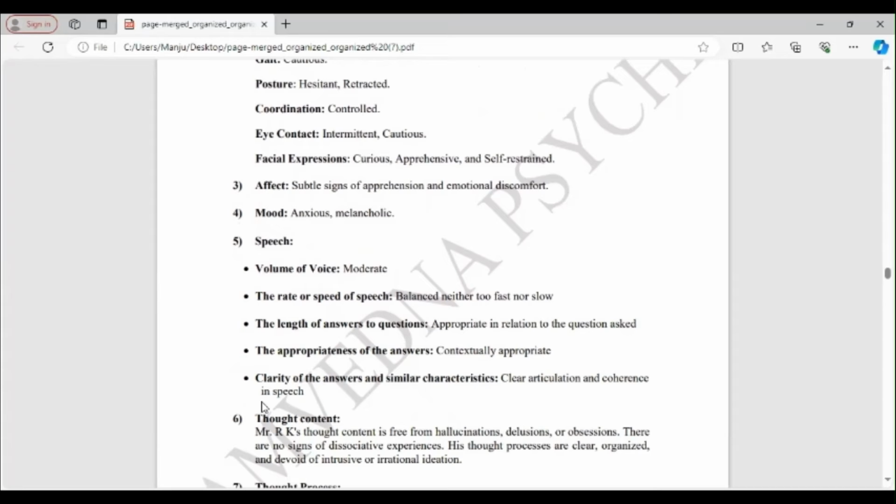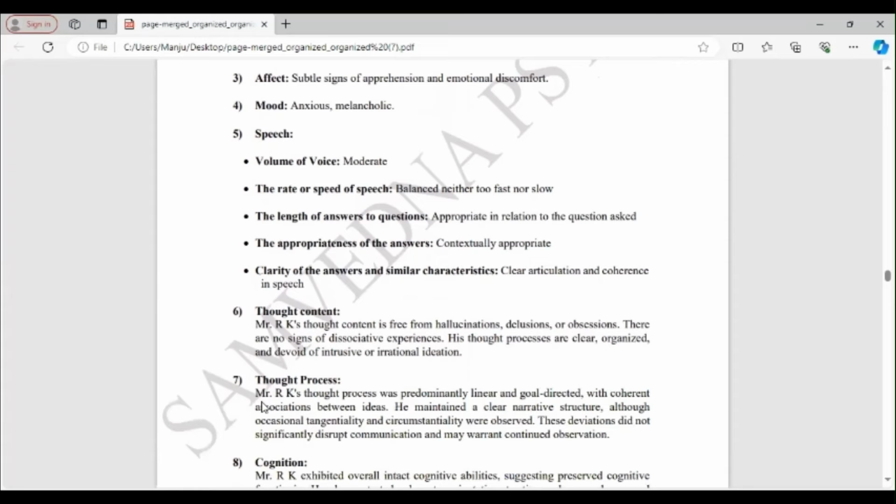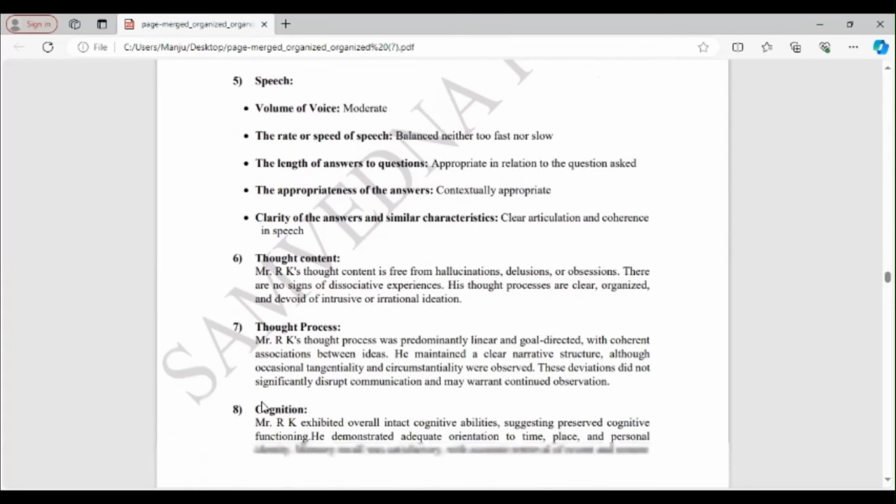Thought content. Thought content is assessed where we see, whatever the patient is saying, whether there is any indication of hallucination, delusions, obsessions, or any dissociative experiences. So in this case, the patient, that is Mr. RK, his thought content is free of hallucination, delusion, or obsession, with no signs of dissociative experiences. His thought processes are clear, organized, and devoid of intrusive or irrational ideation.